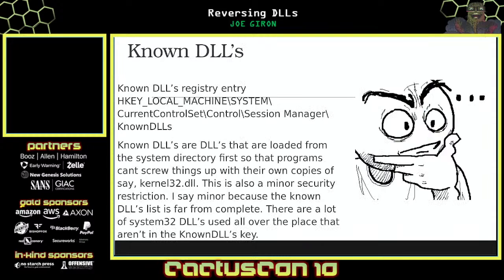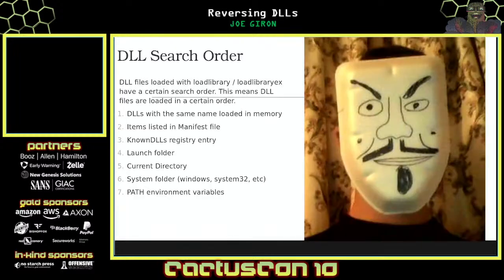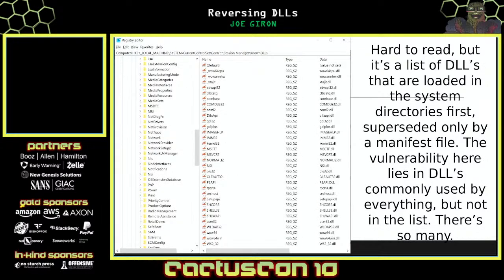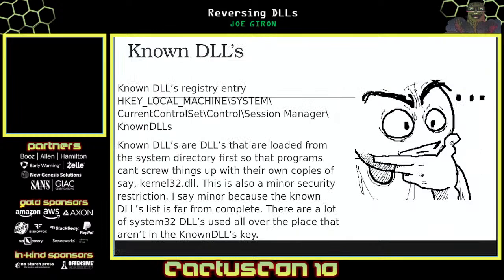Okay, known DLLs. People have been trying to exploit this whole thing for a while. And Microsoft came up with this idea, all right, let's have a list of DLL files that if you try and sideload your own, it's not gonna work. So, the known DLLs registry key will contain a list of DLL files that you cannot sideload. So if you try and load your own Kernel32, it's not going to work. If you try and load your own user32, it's not going to work.